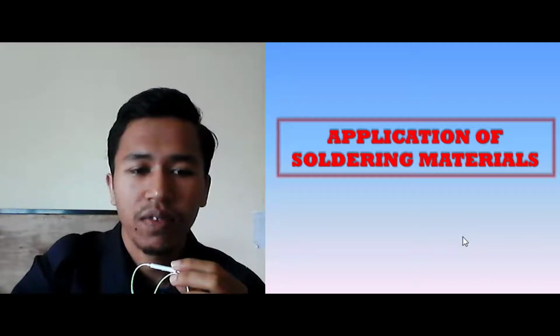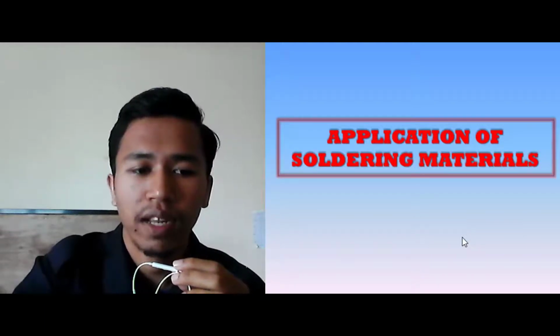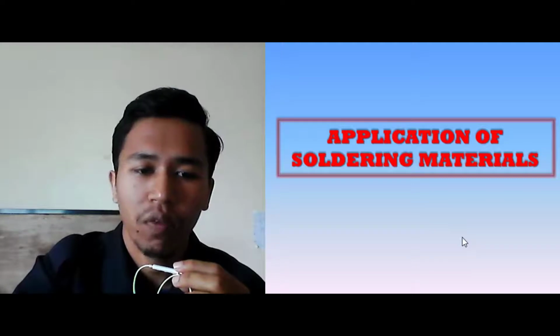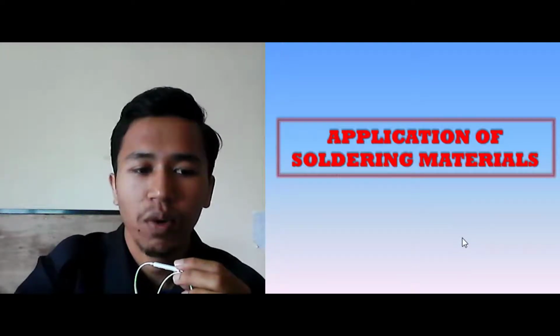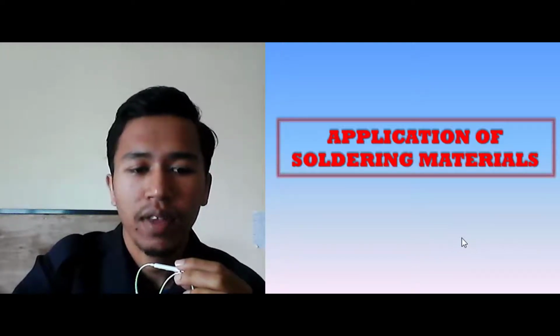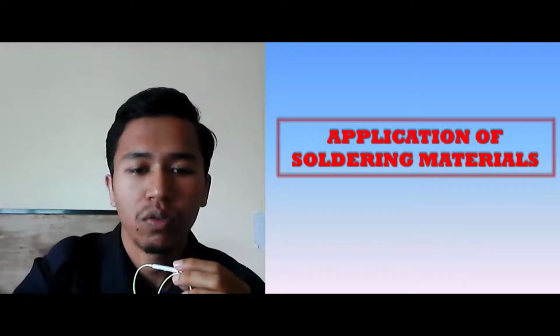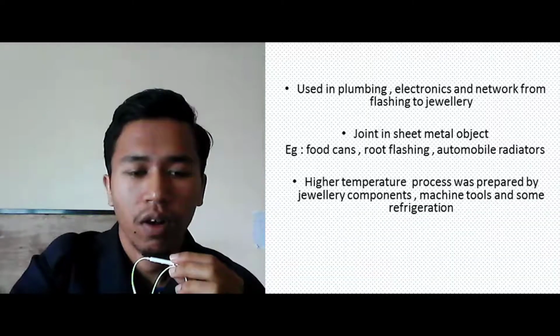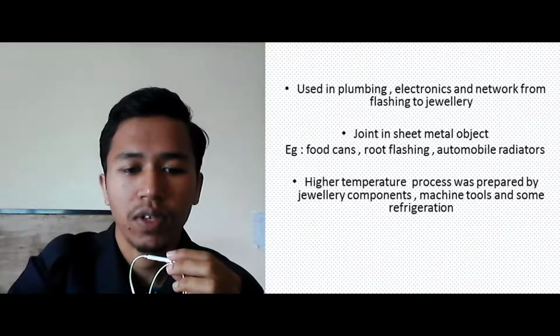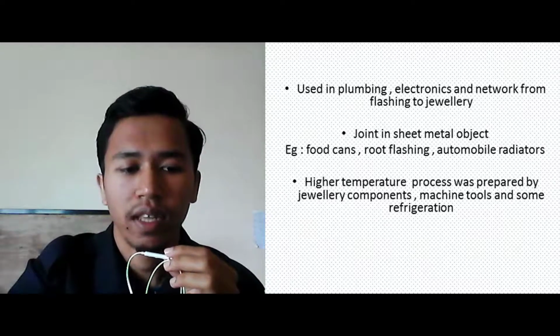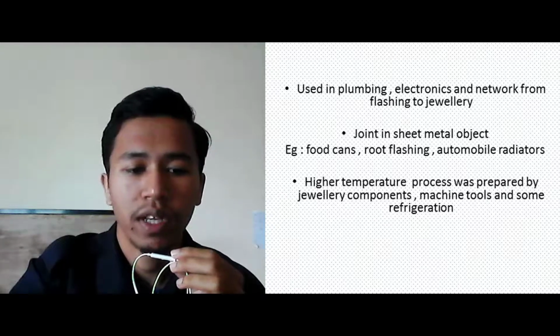For soldering, we heat the metal to be bonded, but we do not melt it. For welding, we melt the metal to bond it together and use a filler metal to make the bond. Okay, now the application of soldering is used in electronics, plumbing, metalwork, and jewelry.